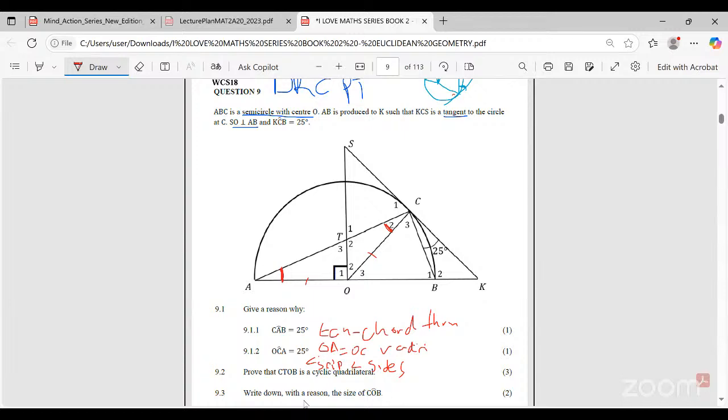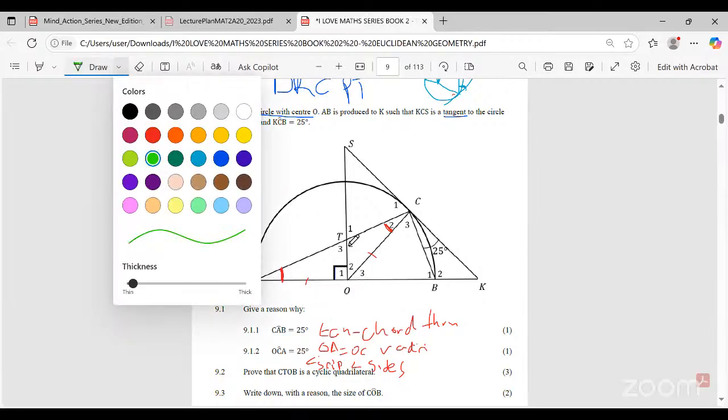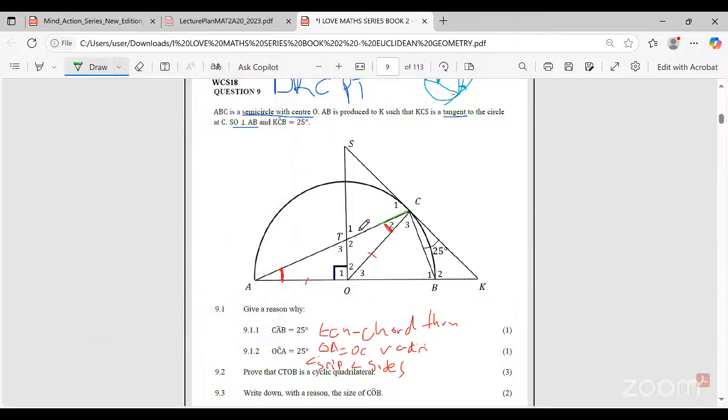Now the next question. Prove that CTOB is a cyclic quad. Where is CTOB? CTOB is this one right here. Now, I said to you guys, if you want to prove that part A is a cyclic quad, you need to know the properties of a cyclic quad so that you use those properties to prove that that thing is a cyclic quad. Therefore, now I'm asking you, what do you think we can do to approach this question 9.2?